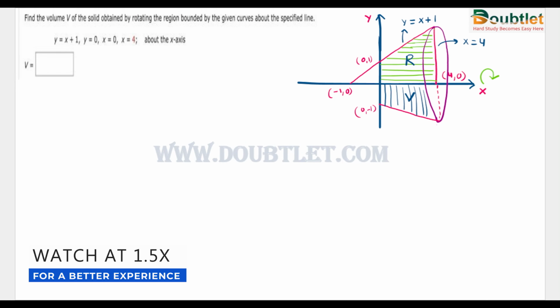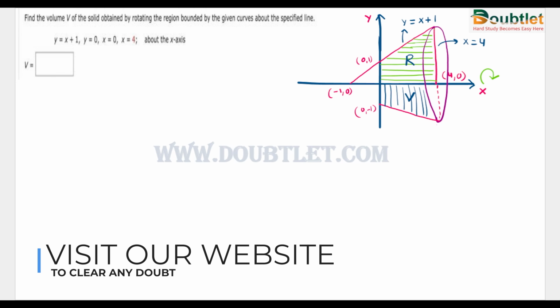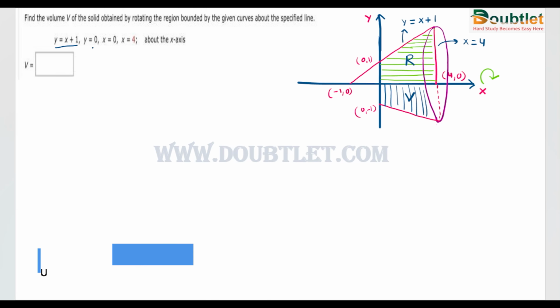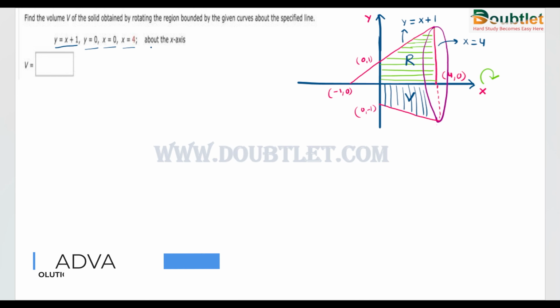So in this video, we are going to solve this question, that is find the volume of the solid obtained by rotating the region bounded by the given curves about the specified line. So basically we have to draw this line, this line, this line and this line, and the region bounded by these four lines, we have to rotate that region about the x-axis and we have to find the volume of the region that is obtained.